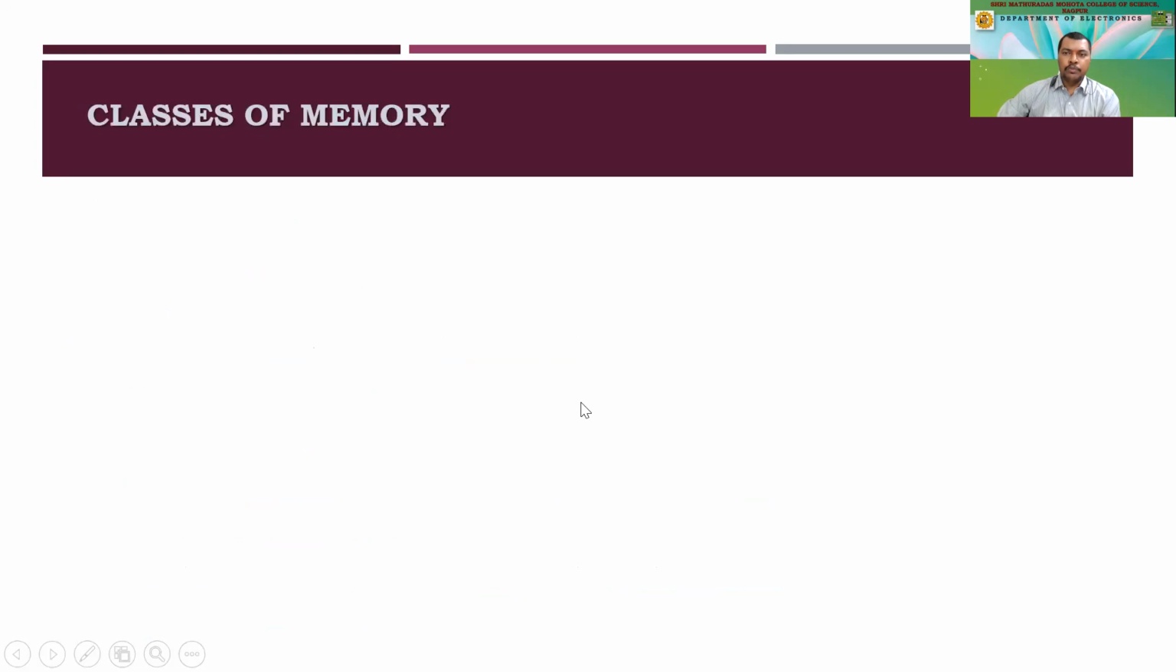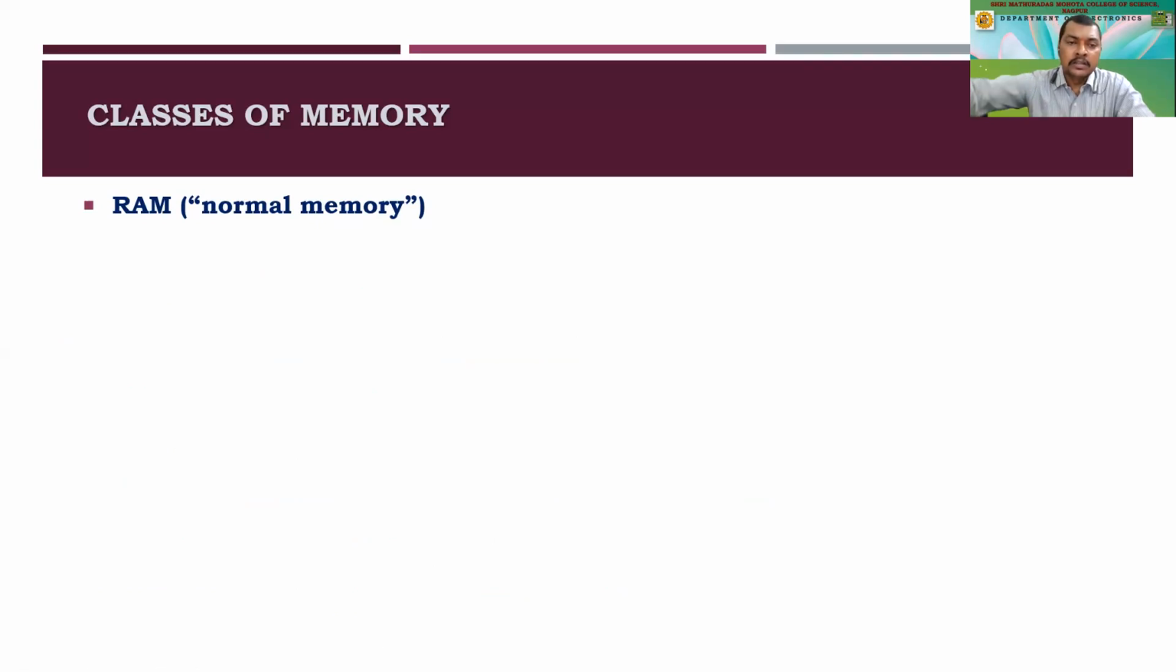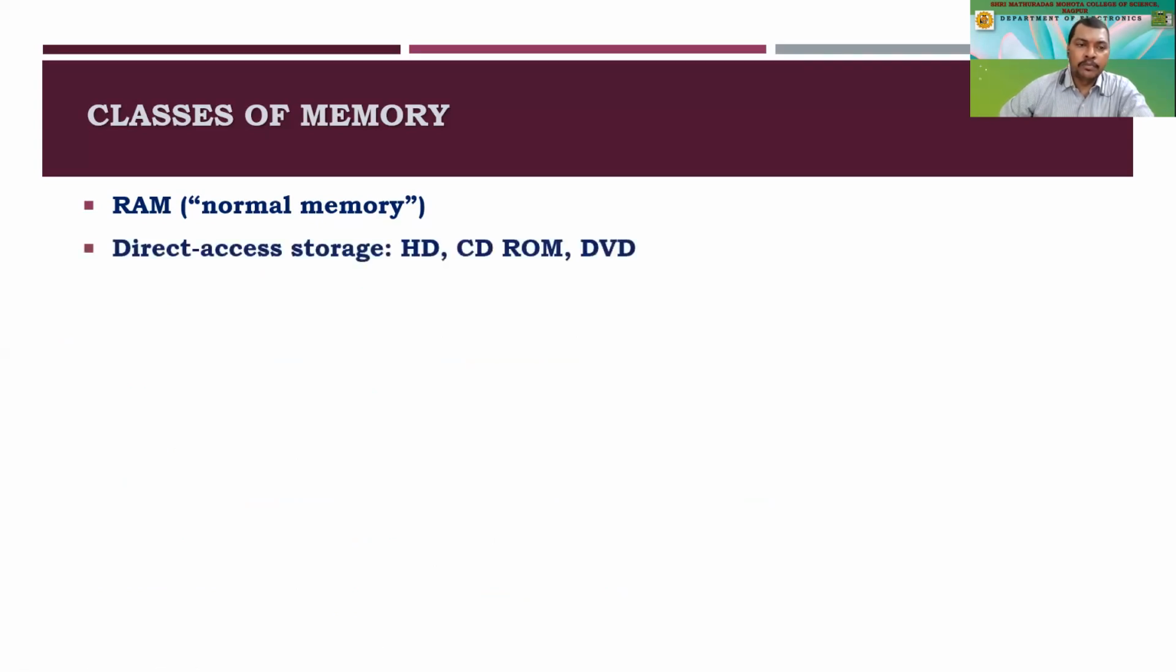Okay, now classes of memory. This is what we are going to continue in the next class. So classes of memory are RAM, that is the normal memory. We call it random access memory. So we can access this memory randomly, anytime, anywhere. But it is a volatile type of memory.